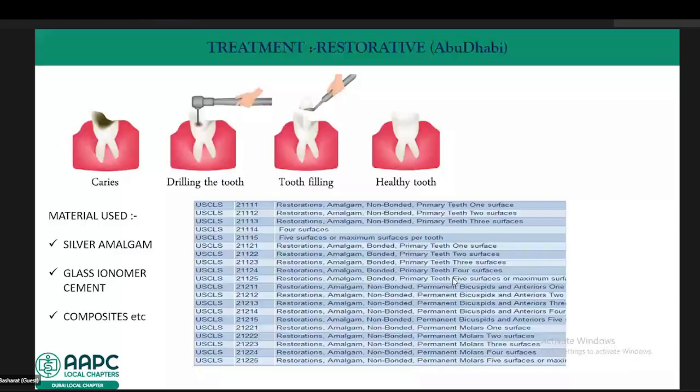For example, if you are choosing this code 21223, it's clearly mentioned: restoration, amalgam, non-bonded, permanent molars, 3 surface. So this is for the molar and this is 3 surface. Of course, the doctor needs to specify the surface name and tooth number.